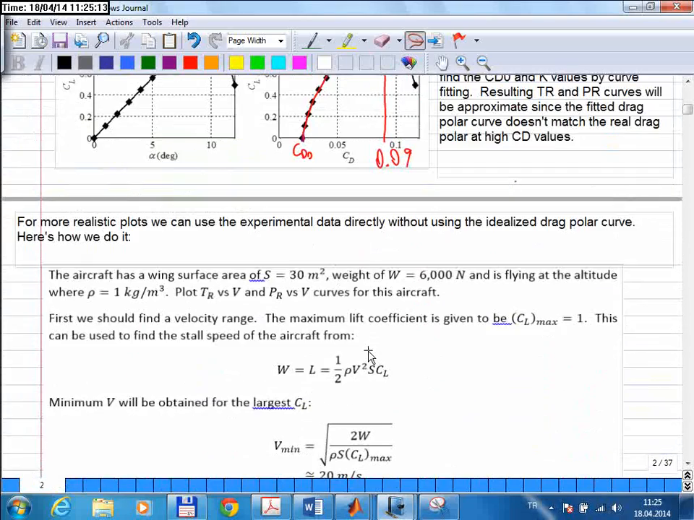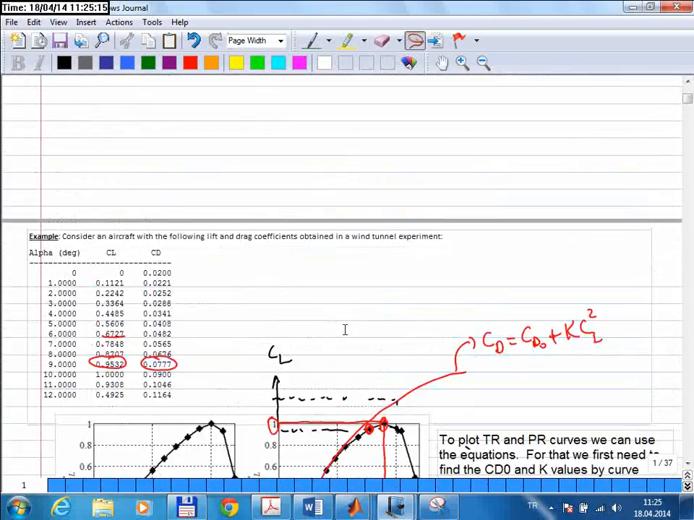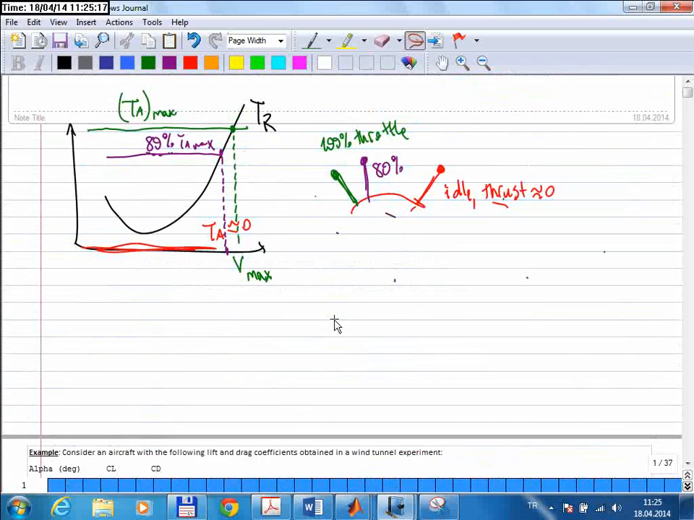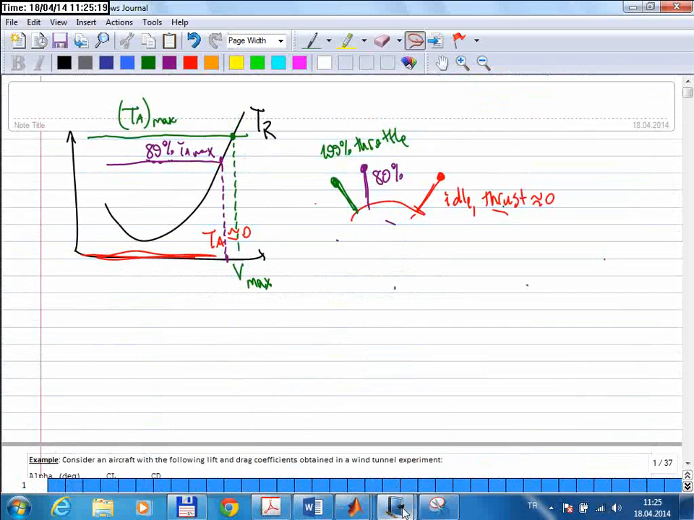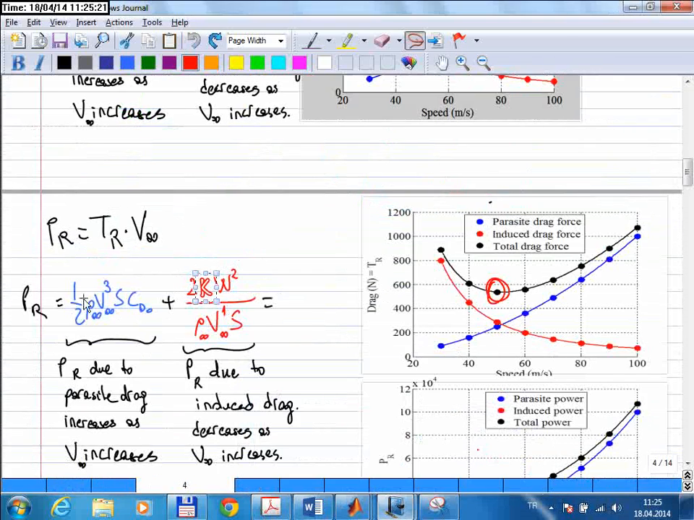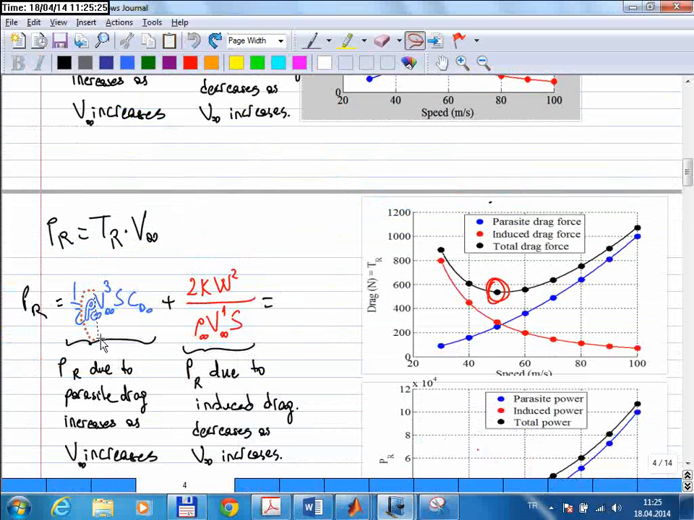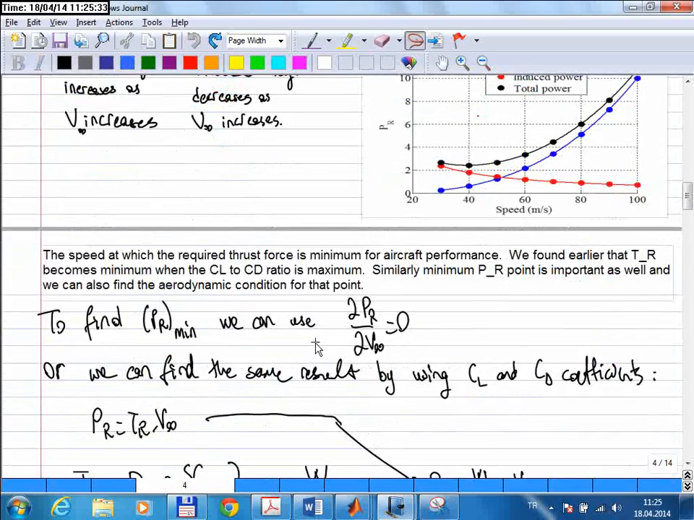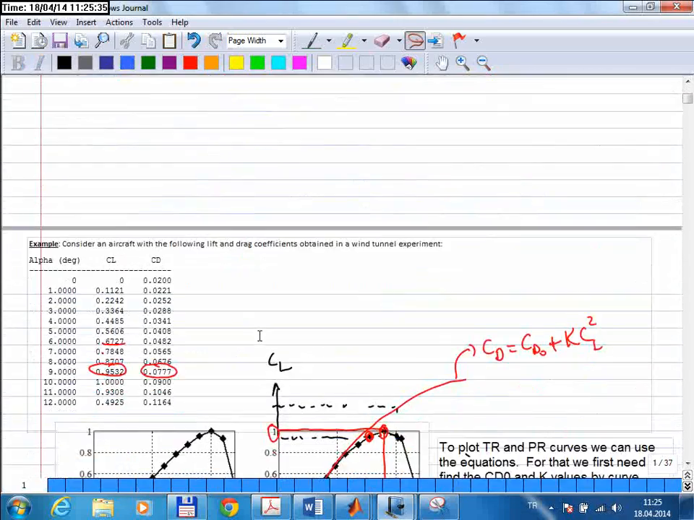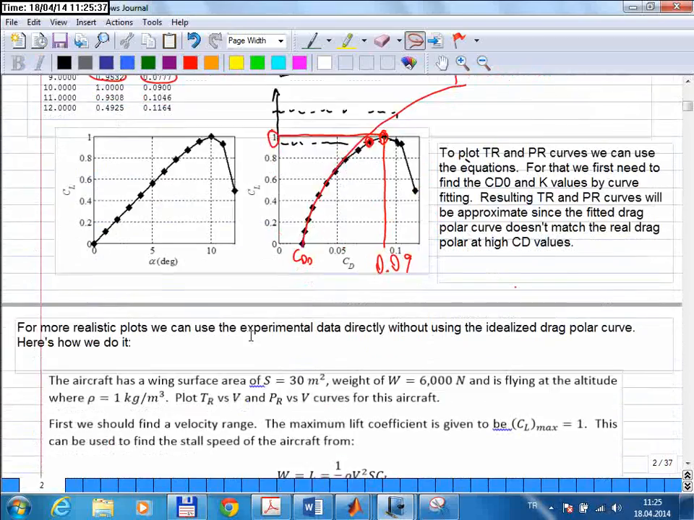Or if you use the idealized drag and drag polar equations, in these equations again you use the air density. So obviously, as the air density changes, all of these things will be changing. And now let's take a look at that. Let's take a look at how these things change with air density.